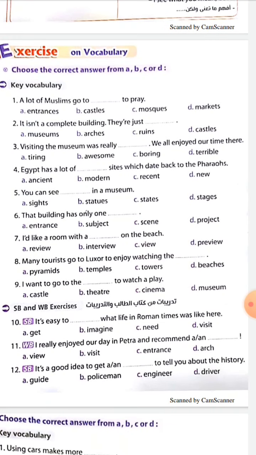Number 7. I'd like a room with a ... on the beach. أنا محتاج غرفة بإيه؟ بمنظر على البحر أو بتطل على البحر. طبعا عندنا الإجابة أكيد view.